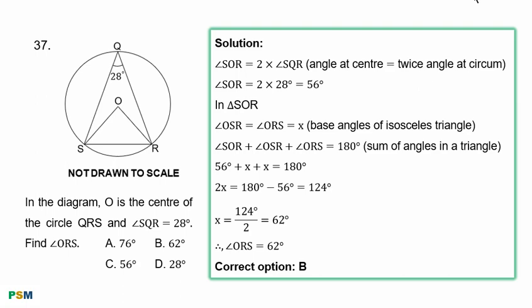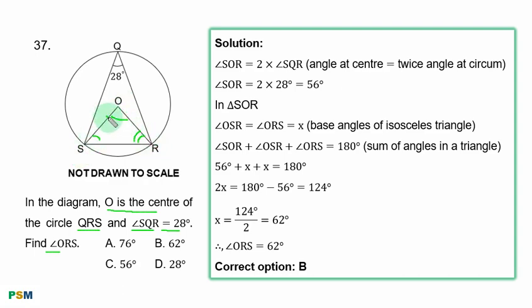Question 37. In the diagram, O is the center of the circle QRS and angle SQR equals 28 degrees. Find angle ORS, this angle. We need this angle so that we can get this angle, since the base angles are equal. OS is equal to OR.